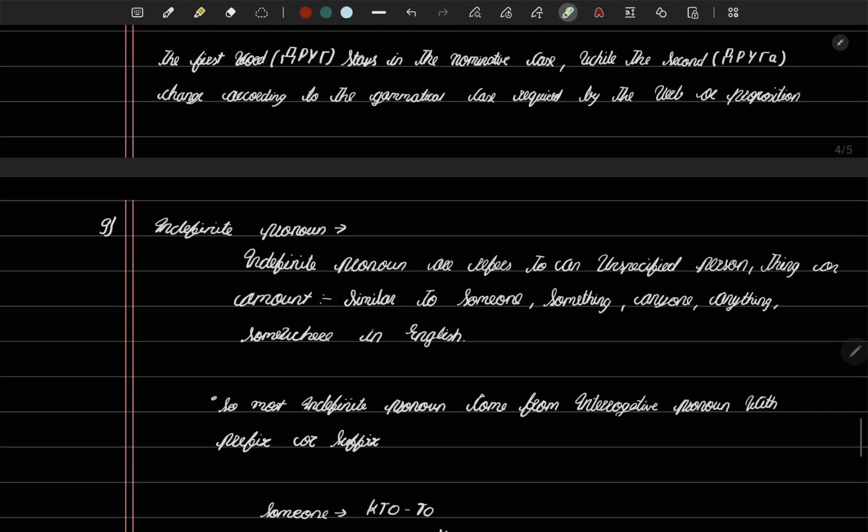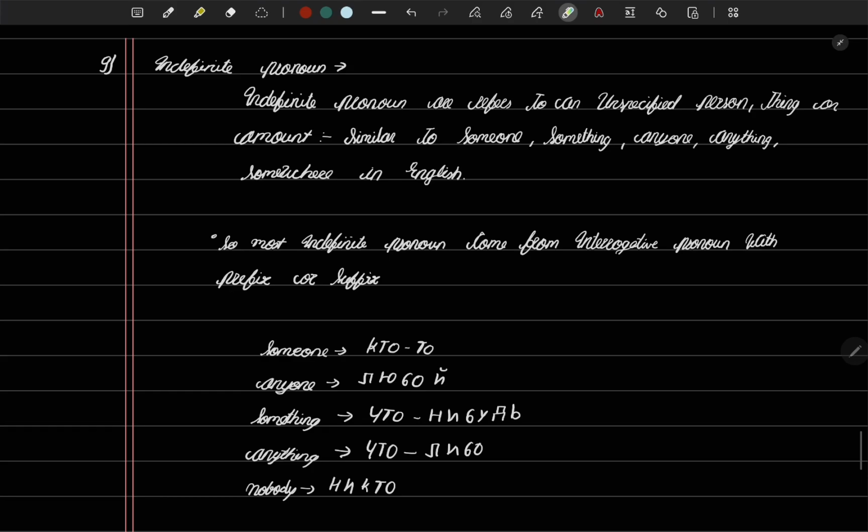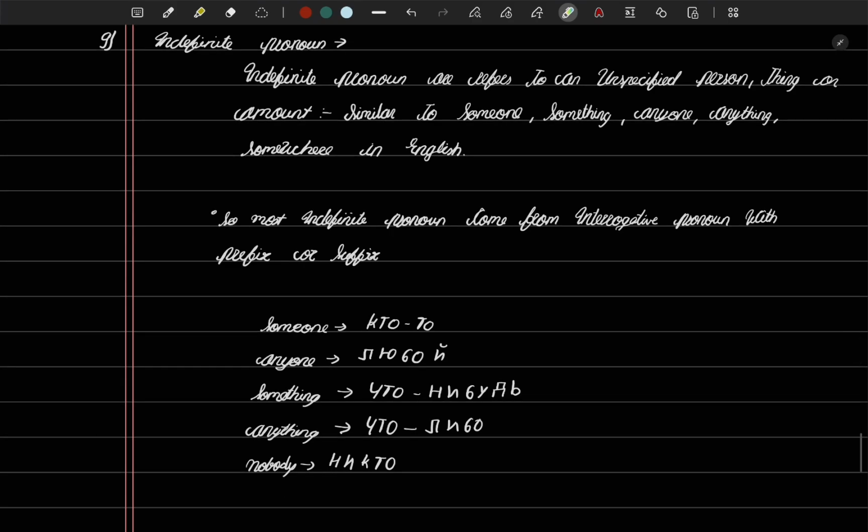Now the last one will be the indefinite pronoun. Indefinite pronouns refer to an unspecified person, thing, or amount, similar to someone, something, anyone, anything, somewhere in English. Most indefinite pronouns come from interrogative pronouns with a prefix or suffix. So now let's see the common indefinite pronouns. Someone, it will be kto-to. Anyone, it will be kto-libo. Something, it will be chto-nibud. Anything, it will be chto-libo. And nobody, it will be nikto.